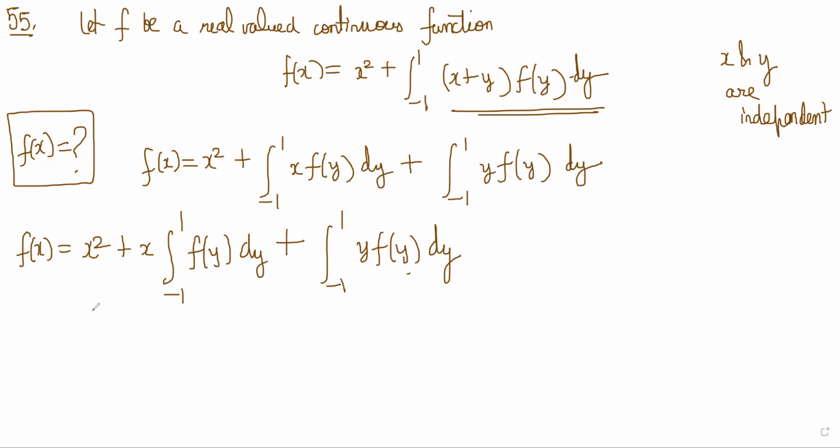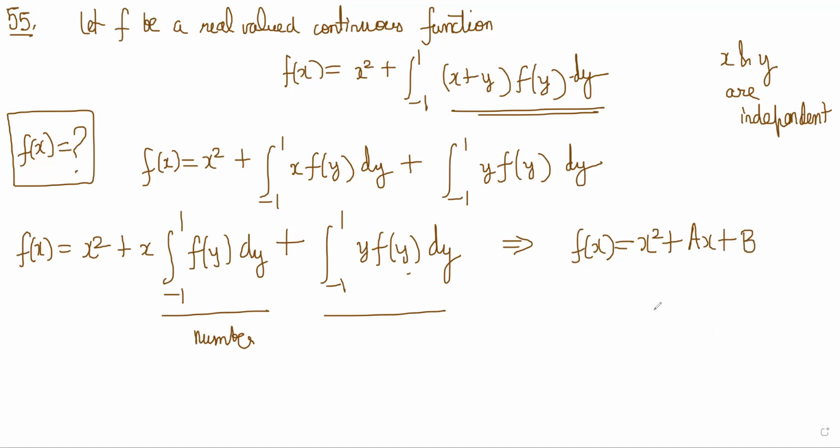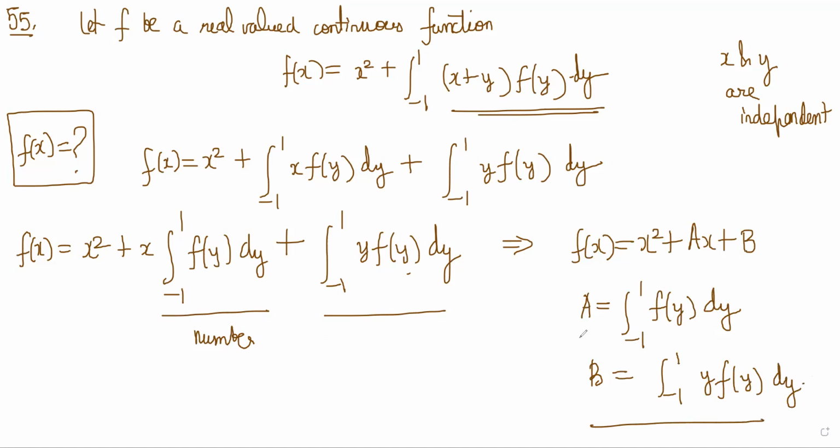So notice that this will be a pure number because this is area under the f curve and this is also a number. So you're getting f(x) looks somewhat like this, x square plus ax plus b, where a is equal to the integral from -1 to 1 of f(y) dy and b is equal to the integral from -1 to 1 of y f(y) dy, right? Now we will actually put this expression for f into these two equations to get a and b, right?